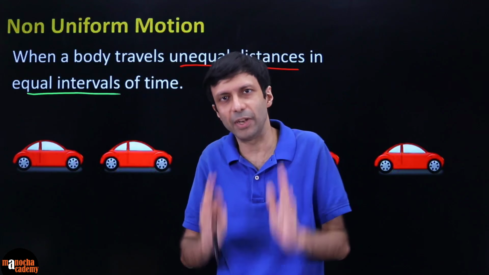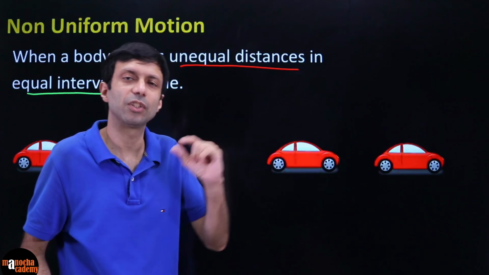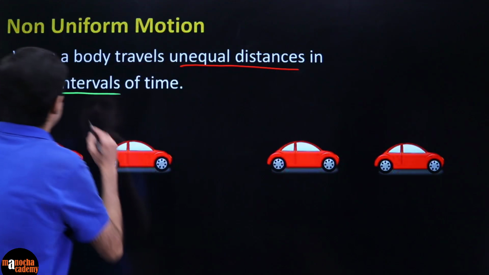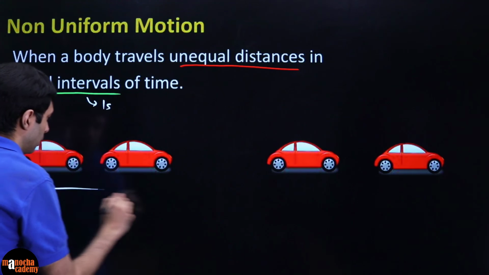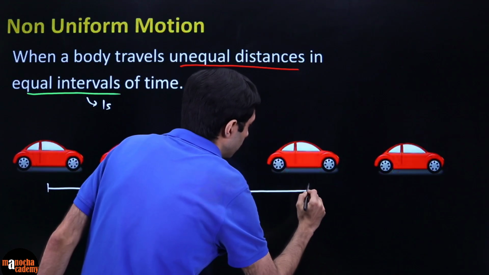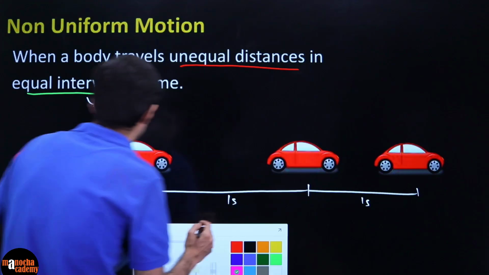So let's say we measure every 2 seconds or every 1 second, whatever. Okay. So in this example, let's say we measure the car's distance every 1 second. So we are going to keep the time interval fixed as 1 second. So from here to here, let's say this is 1 second time. Again from here to here, the car traveled for 1 second, and here again.